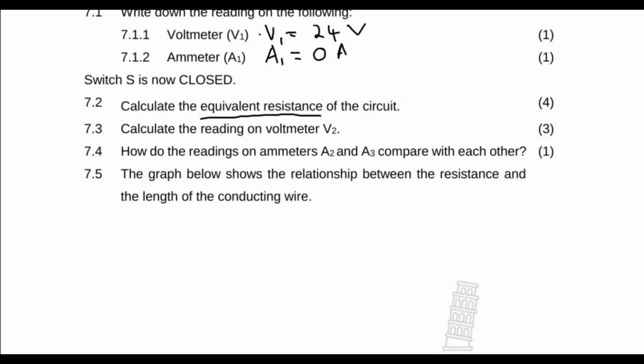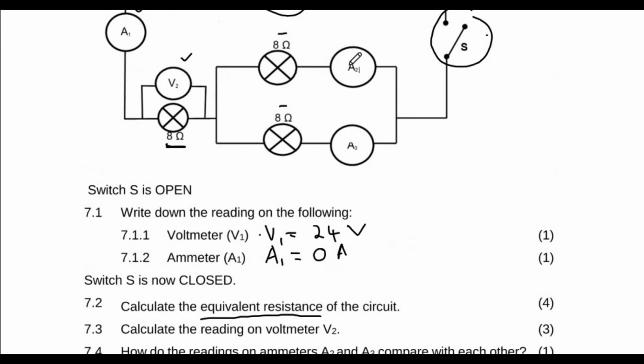Okay, so to determine the equivalent resistance, we'll say, this light bulb is connected in series, but these two are connected in parallel. So we first need to determine the resistance of the parallel connection, 1 over Rp. And it's going to be 1 over 8 plus 1 over 8.